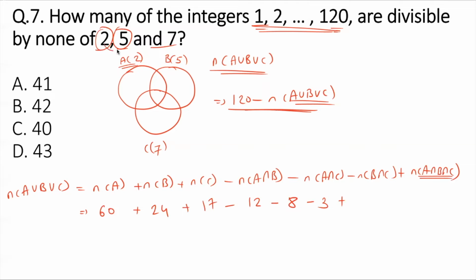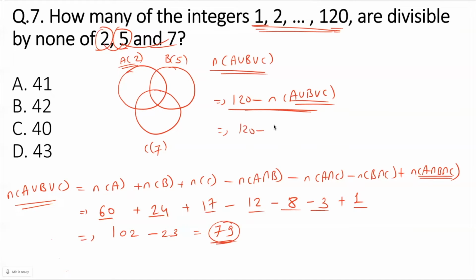And last is A intersection B intersection C, numbers divisible by all three: 2, 5, and 7. That is 70. There's only one such number, that is 70 itself. So this total is 60 plus 24 plus 17 plus 1, that is 102. And from that you're subtracting 12 plus 8 plus 3, 23. That is nothing but 79. So A union B union C is 79. From 120 you subtract 79. You have your answer, 41.